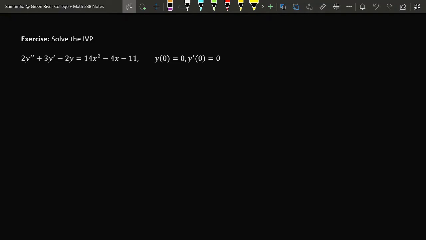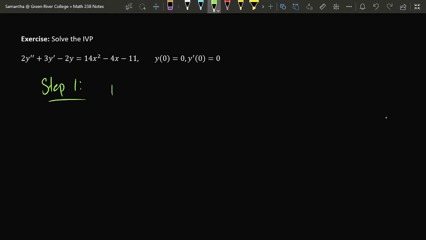So that's really similar to the things that we have done up to this point, but what's new is we also require some specific initial conditions to be satisfied. We want y of 0 to be equal to 0, and we want y prime of 0 to be equal to 0. So we're going to start by solving the ODE.